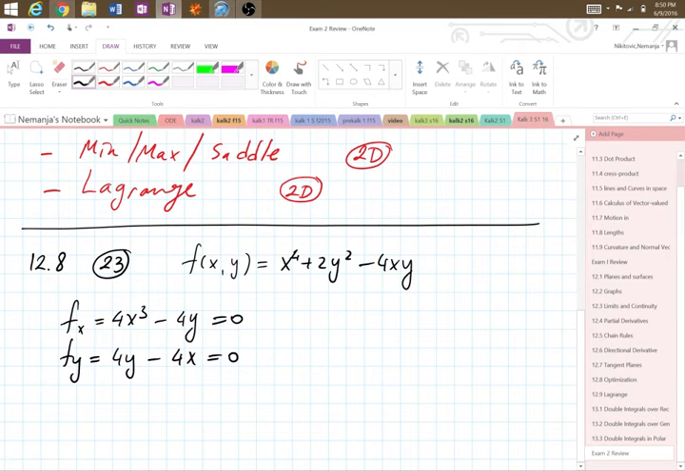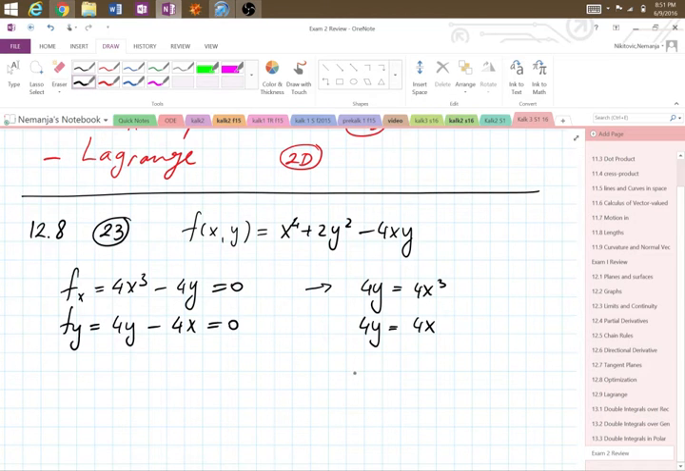And then we have to solve this system. Observe that both of these have 4y. So we can solve the top equation where 4y is equal to 4x cubed. And the bottom one, 4y, is equal to 4x. And now we equate them. We could have canceled all the 4's. So we have y equals x cubed, y equals x. So x cubed equals x.